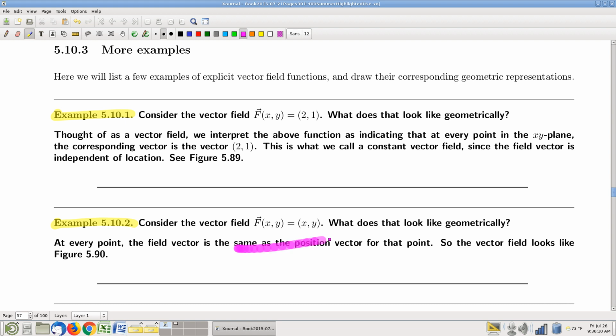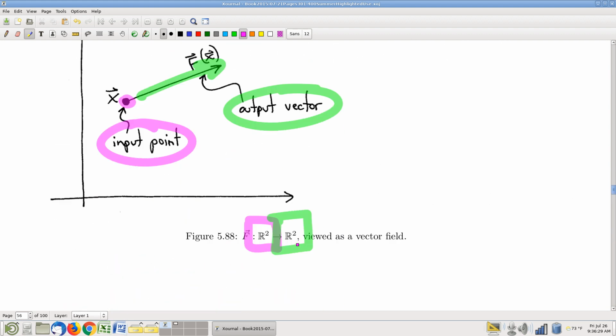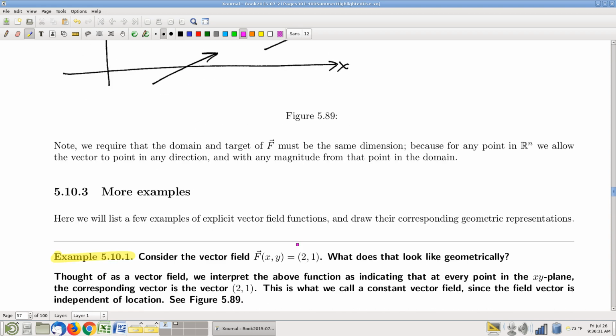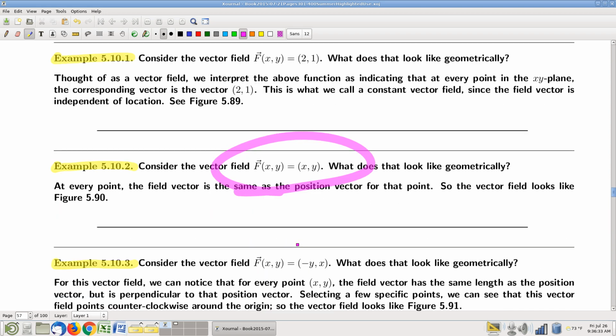Let's look at this one here. F of x, y equals x, y. All right, I guess you could call this the identity vector field or something. It's the vector field where the field vector is the same as the position vector. Okay. What does that look like? Again, what does this vector field look like, the way we understand vector fields to look?